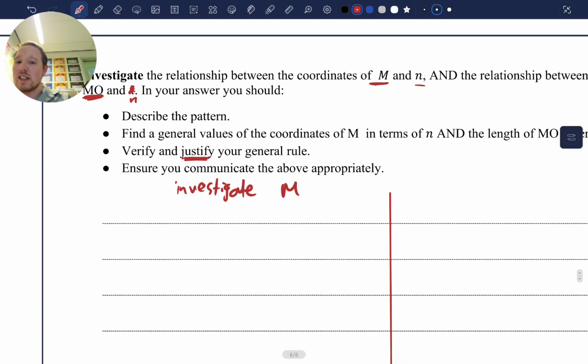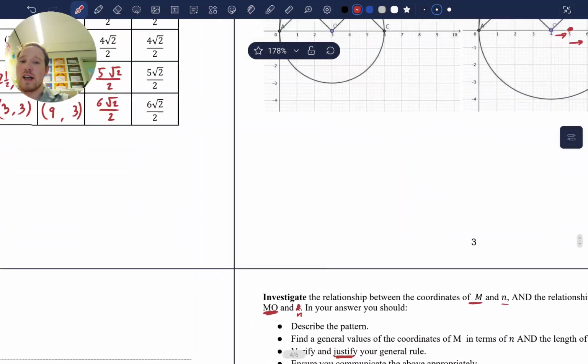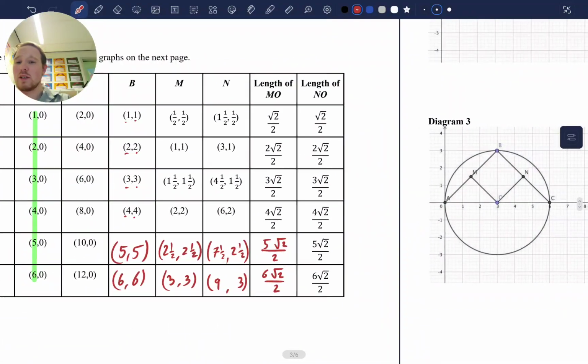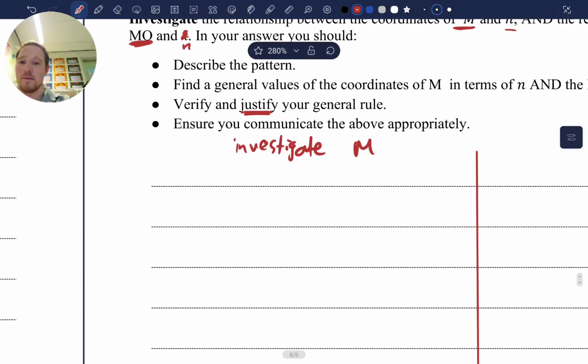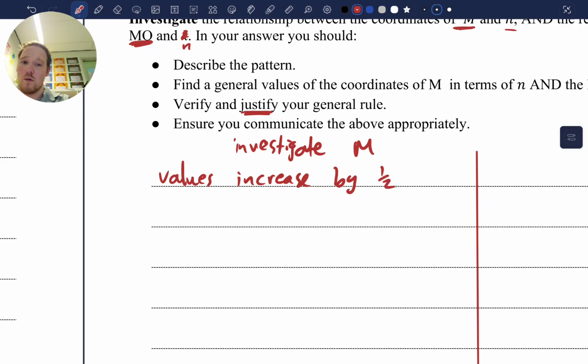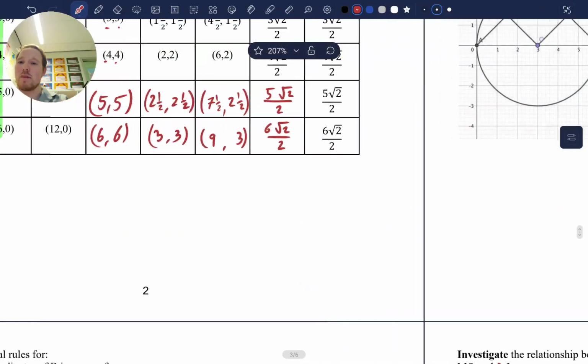What do I notice as a pattern when it comes to the coordinate m? Well, that's where we said we go up by a half every time. The values increase by 1/2 each step. Now that's what I describe the pattern. Now let's find a general rule or a general value for this coordinate m. So we have to use the n value here. And let's once again look at my table.